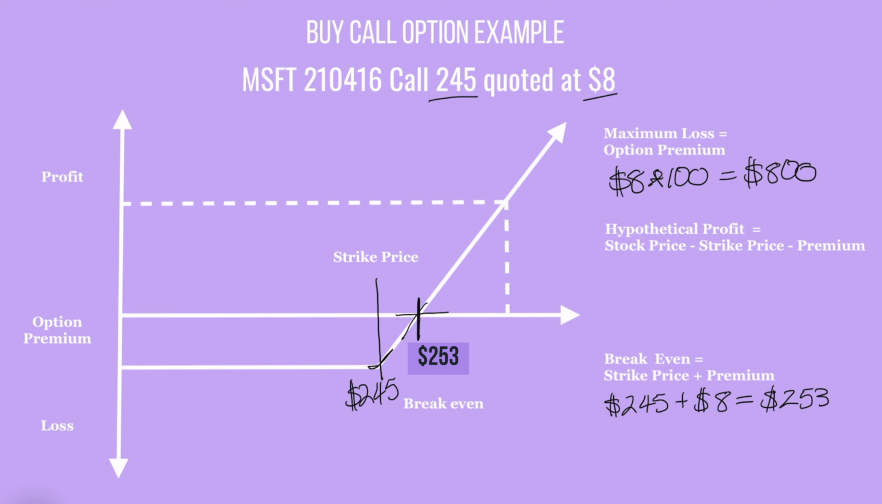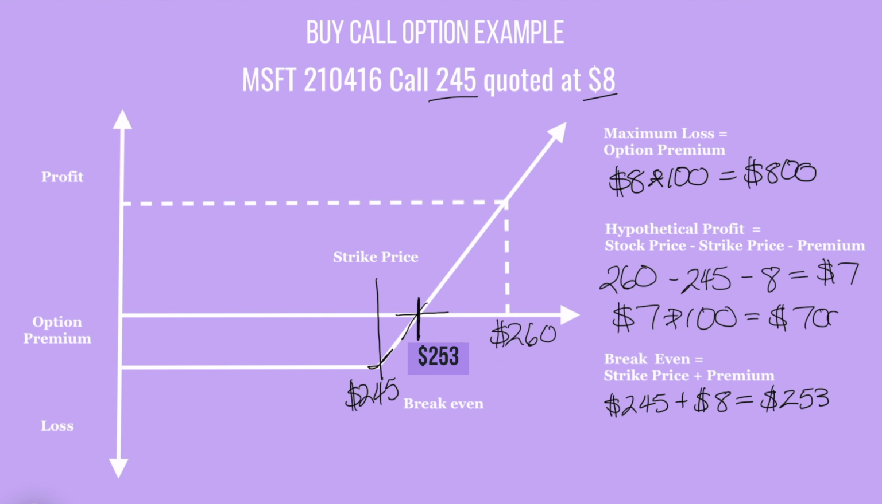But for this example, let's just pretend that Microsoft increased to $260 on the day of expiration. So to find out how much you would earn in this situation, you would take the stock price, which is $260 right now, minus the strike price, $245, minus the premium, which is $8. And that would give you a profit of $7 per share. So your actual profit would be $7 times 100, which is $700 right here.